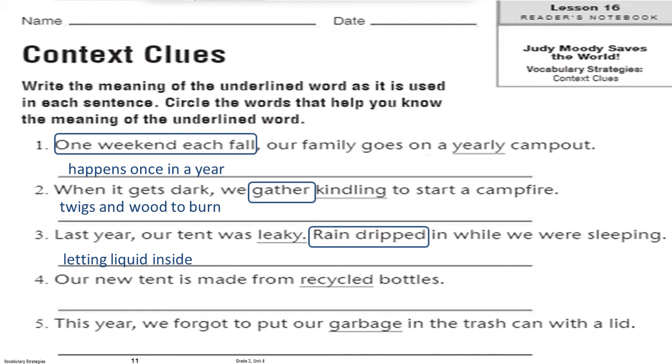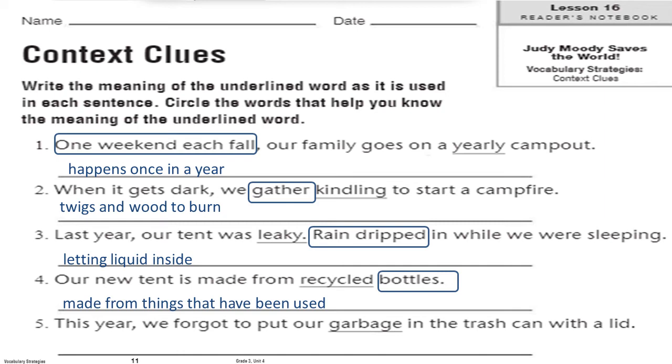All right, let's read the fourth statement. Our new tent is made from recycled bottles. Bottles. Perfect. Now, what is the clue here? I think the word bottles is my clue, because how can you make a tent? Well, this word recycle, if I don't know the meaning, if they had written something like new, I would have known the word. So recycled, and my clue here is bottle. I can also look at the root word here, which is cycle. Re means again, and cycle is like a cyclic pattern. So the word probably means made from things that have been used before.